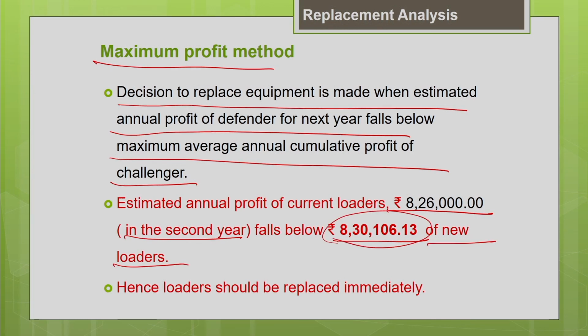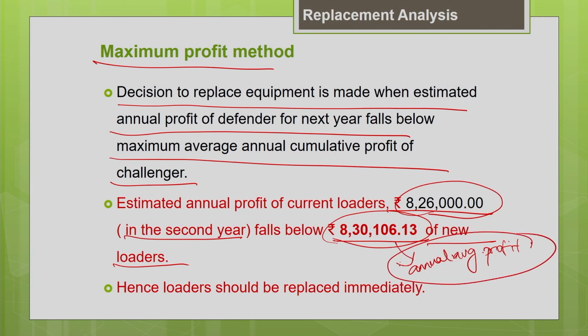This value is nothing but the average annual profit of your proposed loader. So you compare the estimated annual profit of the current loader with the maximum average annual profit of the proposed loader. The current loader profit is falling below this. That's why we have to replace the loader immediately. So this is a decision based upon the maximum profit method.